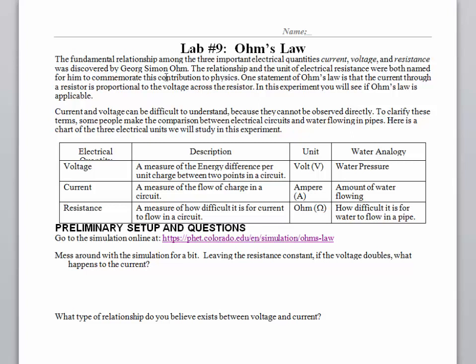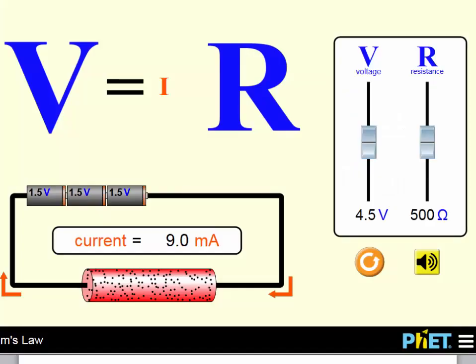Okay, this is an introduction for lab number 9, and for lab number 9 we're interested in Ohm's law. Remember that Ohm's law says V is equal to I times R, or voltage is equal to current times resistance. So what I'm going to have you do is pop open this simulation right here. The simulation is Ohm's law, and you can see Ohm's law right here. V is equal to I times R.